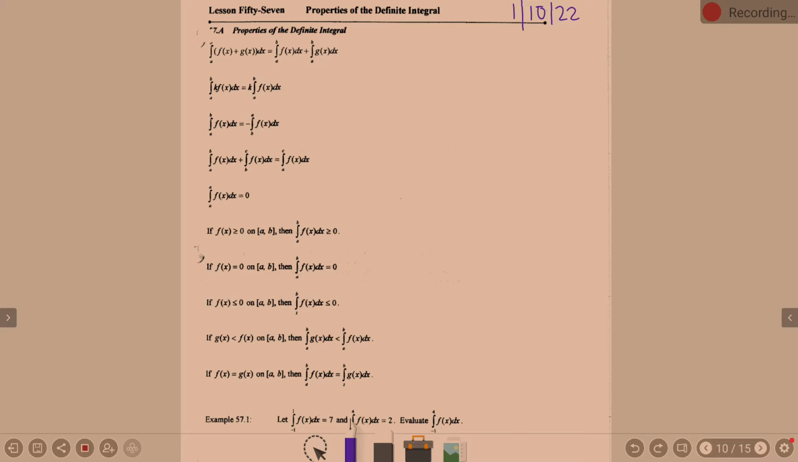The second one you are already quite familiar with. If k is a constant, that k can be pulled out front as a factor. So the integral from a to b of k times some function f of x, you can pull that factor out front, and it's k times the integral from a to b of f of x. So that's one that we've talked about previously.